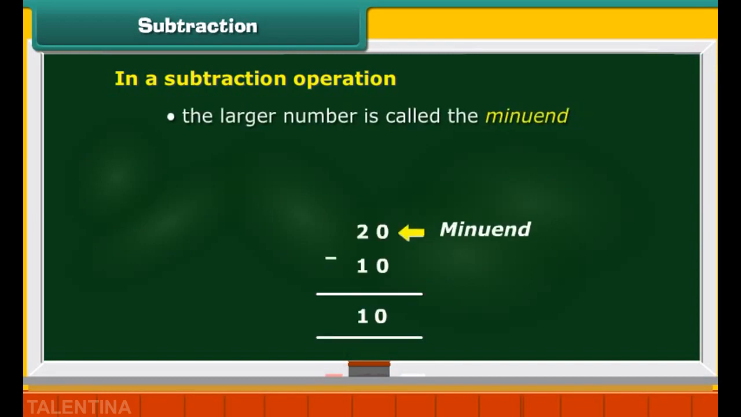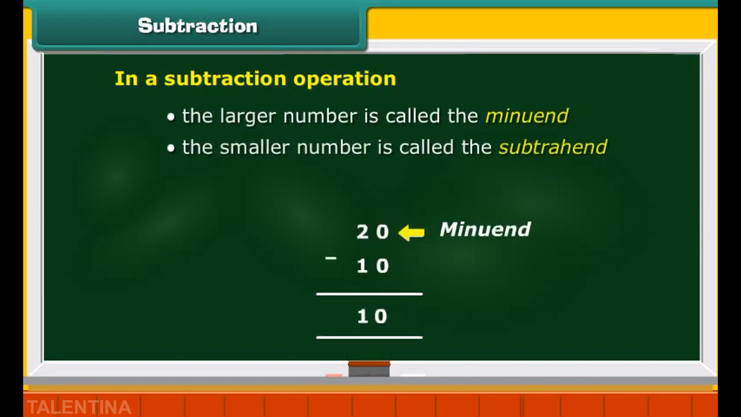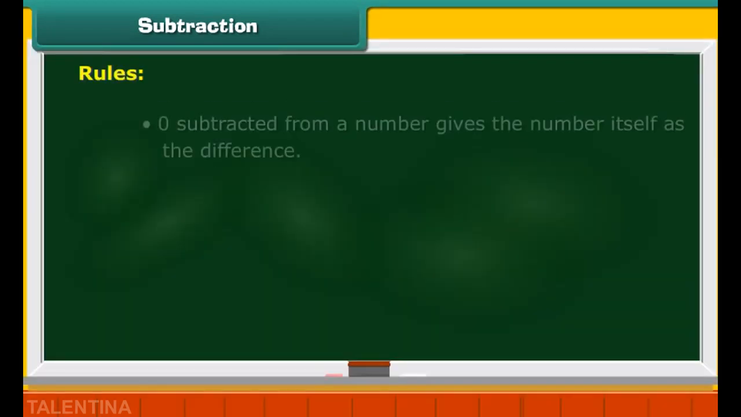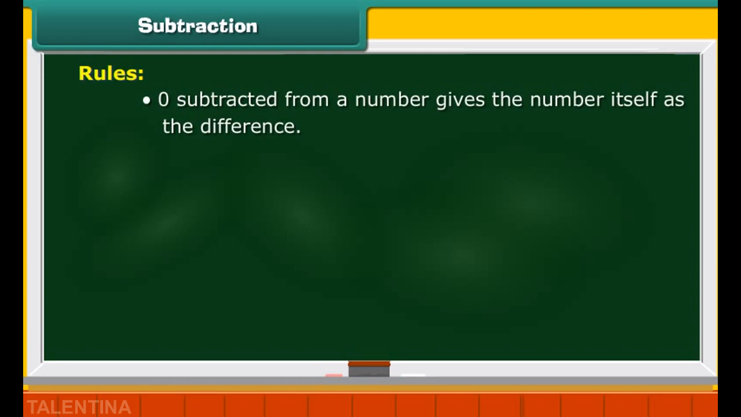Subtraction. In a subtraction operation, the larger number is called the minuend, the smaller number is called the subtrahend, and the result is called the difference. Before we proceed, let us look at the rules of subtraction. 0 subtracted from a number gives the number itself as the difference.